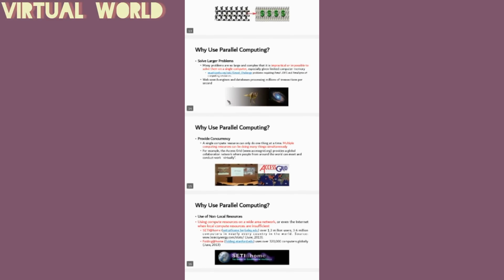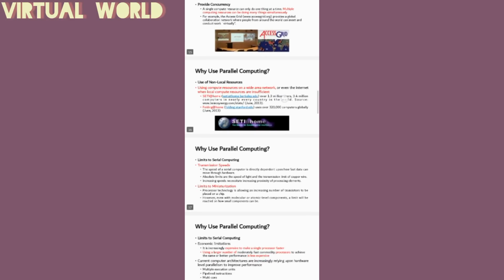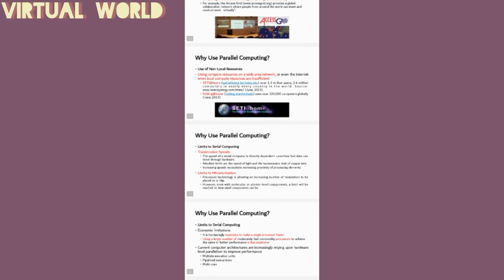It also provides concurrency. A single computer resource can do only one thing at a time, whereas multiple computer resources can do many things simultaneously, like the Access Grid, www.accessgrid.org, which provides a global collaboration network where people from around the world can meet and conduct work virtually. We also have the use of non-local resources, using computer resources on a wide area network or even the internet when local computer resources are insufficient, such as SETI@home and Folding@home.